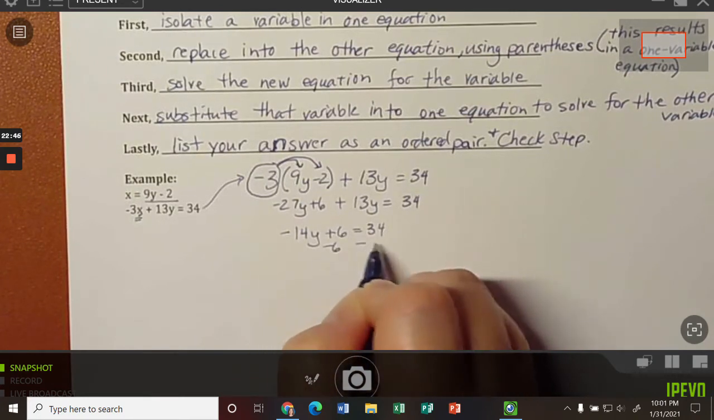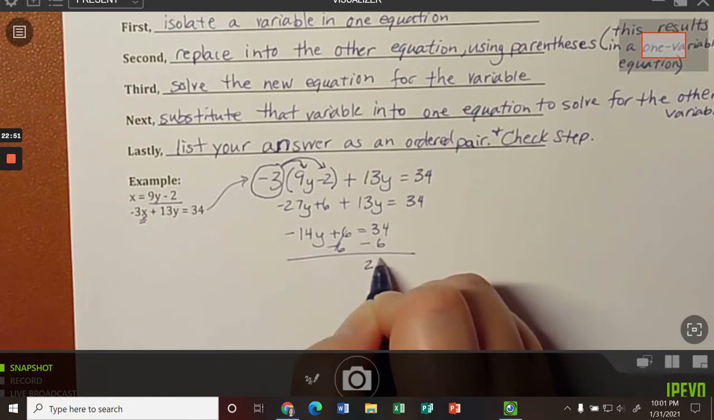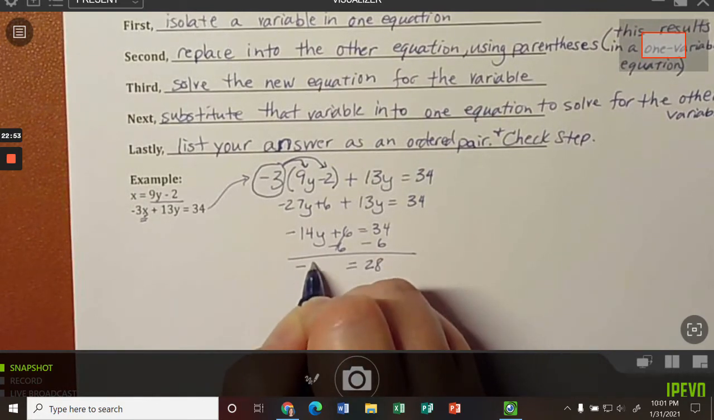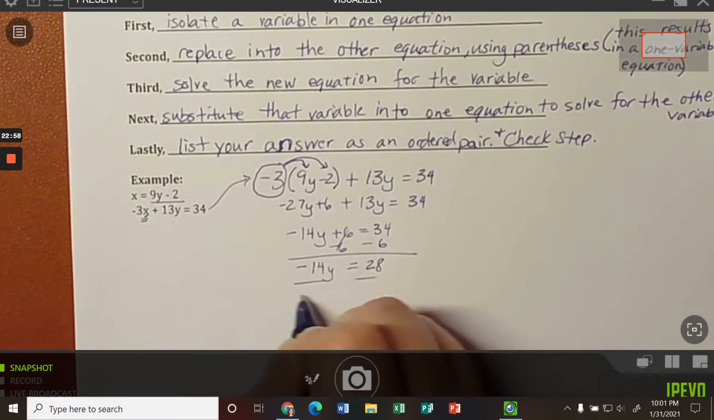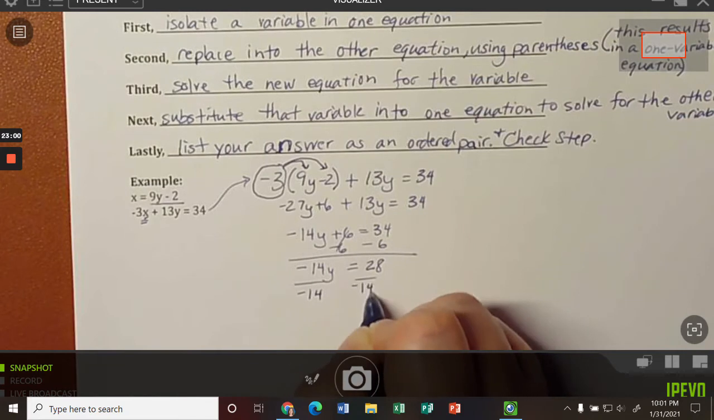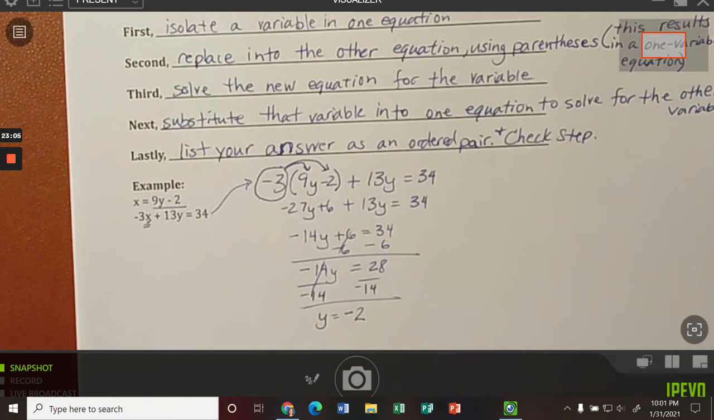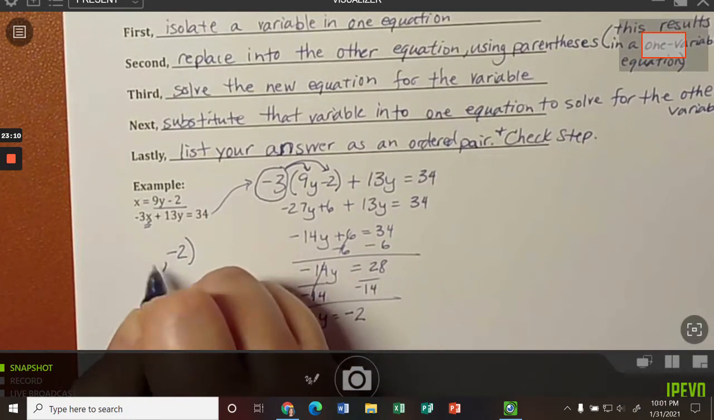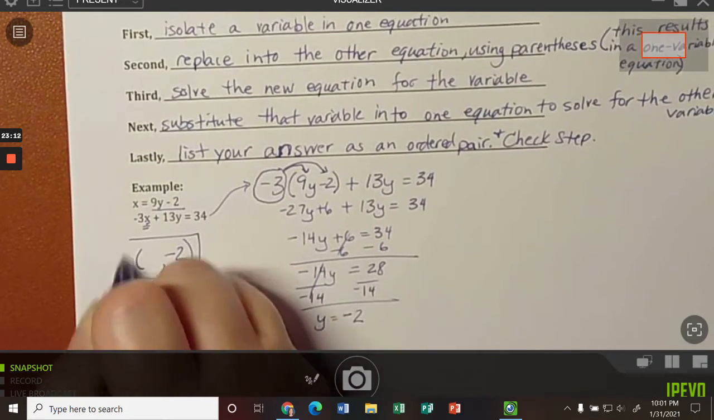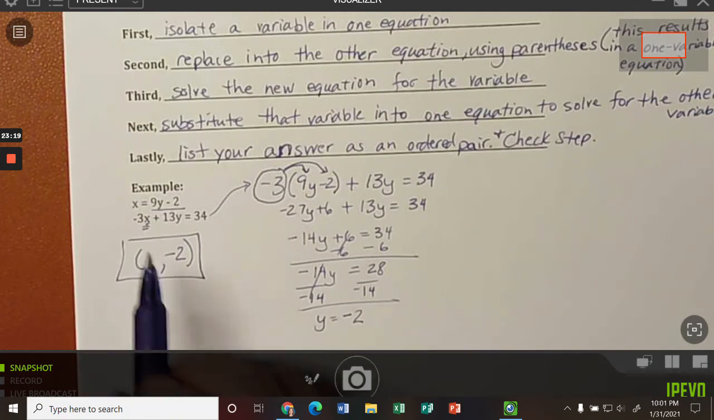Then I'm going to subtract 6 from each side to get 28. Bring down the equals, bring down the negative 14y. So now I have negative 14y equals negative 28. I can divide each side by negative 14 to get y equals negative 2. So now I have the y variable of my ordered pair. I can sub that into either equation. I'm going to use the first equation because it's already isolated for x, and then I'll solve for x.